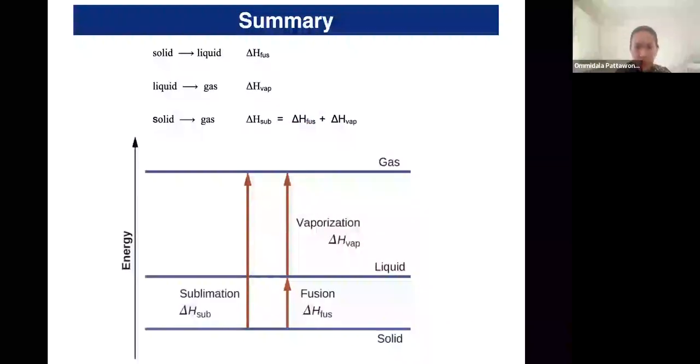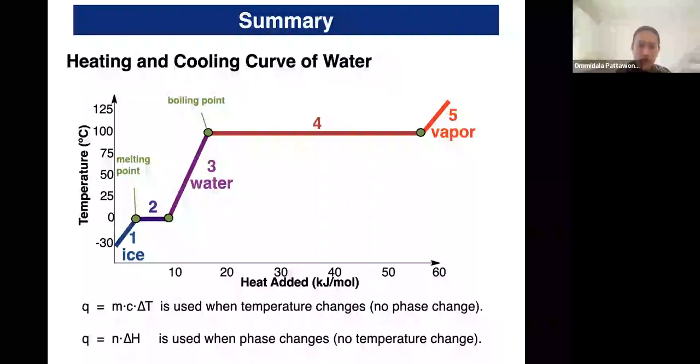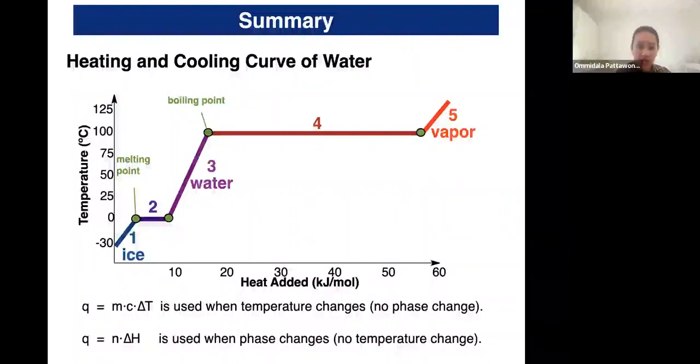And here is a summary of this chapter. We're looking at the heat involved with phase transition, and we're looking at the heat involved with the water process, going from ice to water to steam. So we're looking at those and how to calculate the heat involved with each of those processes.